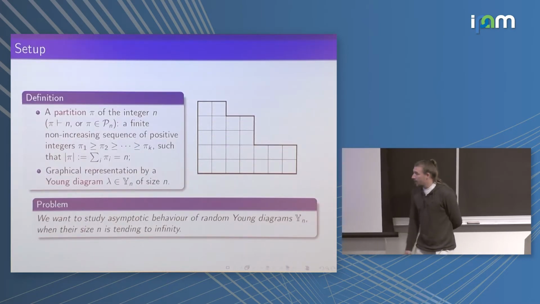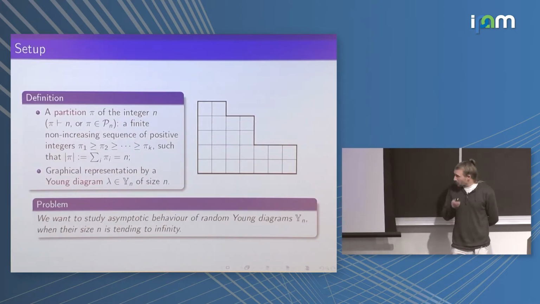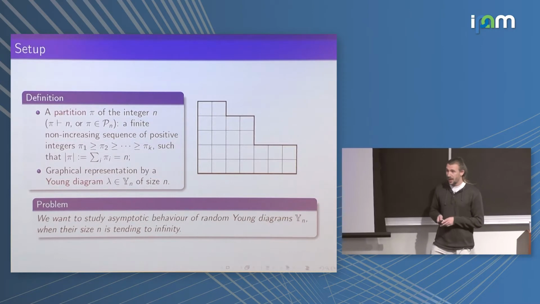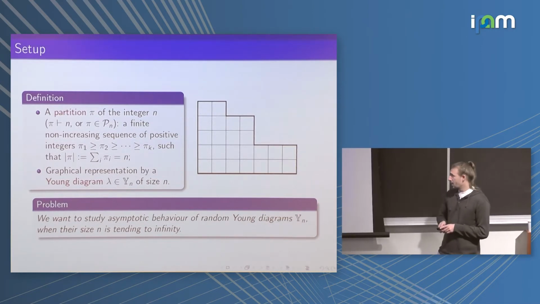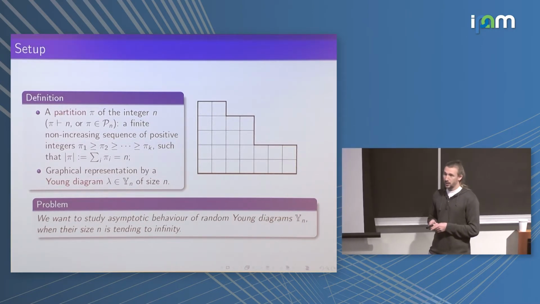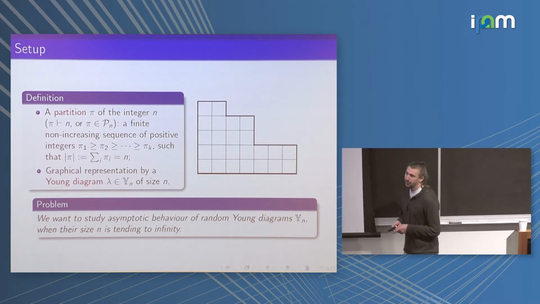And our problem is that we would like to understand asymptotic behaviors of random diagrams of a fixed size n when this parameter n is tending to infinity. OK, so this is our setup.